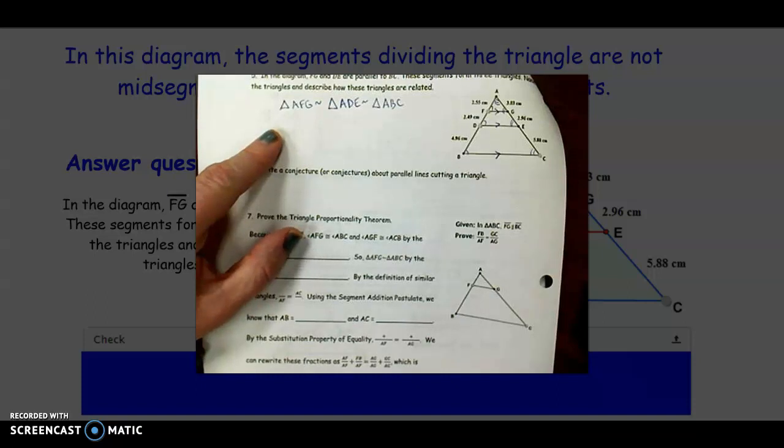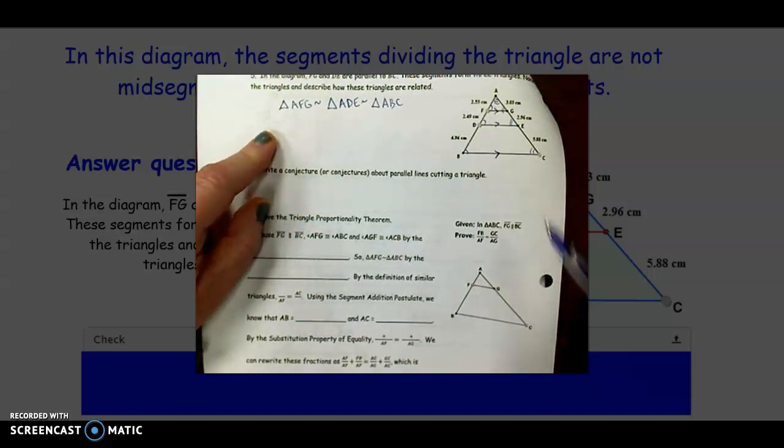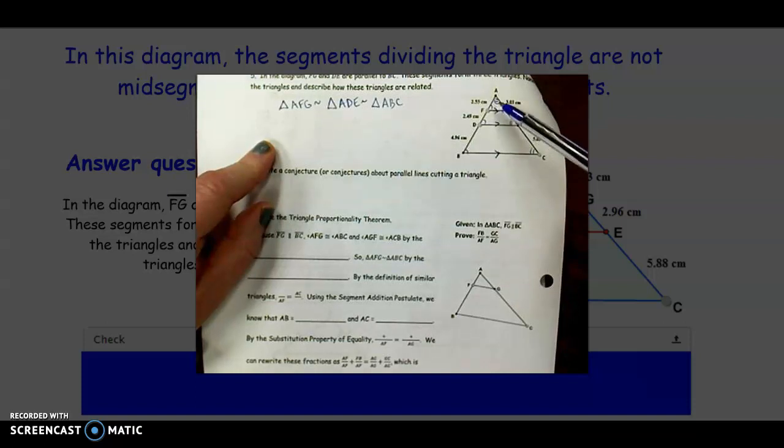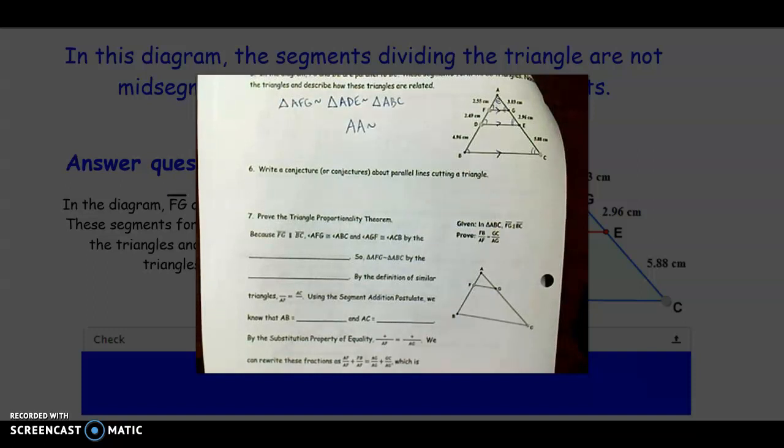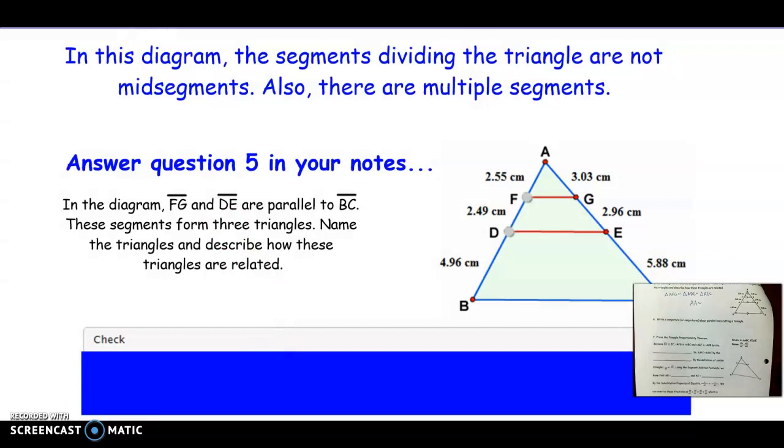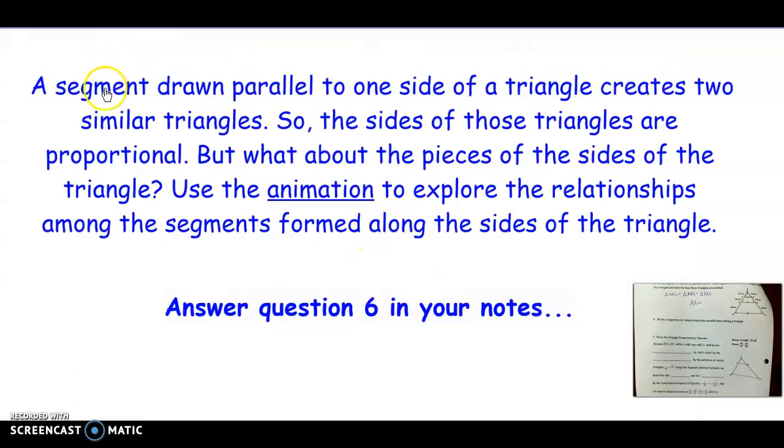Now, how do I know they're similar? Remember, we have those shortcuts. Which shortcut did I use when I only talked about the angle measures? I used the AA similarity postulate to say that those triangles are similar to each other. So that is question 5. So when you have a segment drawn parallel to a side of your triangle, you're creating 2 similar triangles. But we just saw when we had an additional segment that was parallel, we had a 3rd similar triangle that was formed. So it really doesn't matter how many segments you have parallel to a side, you're creating that many similar triangles.